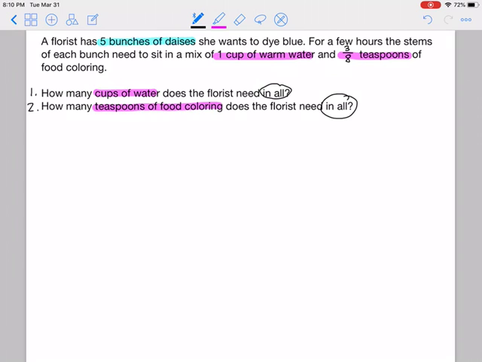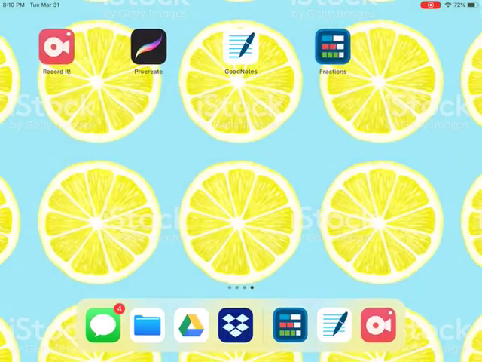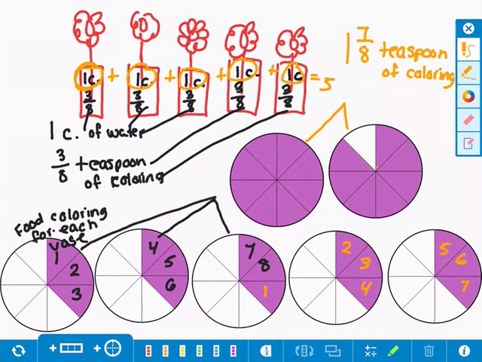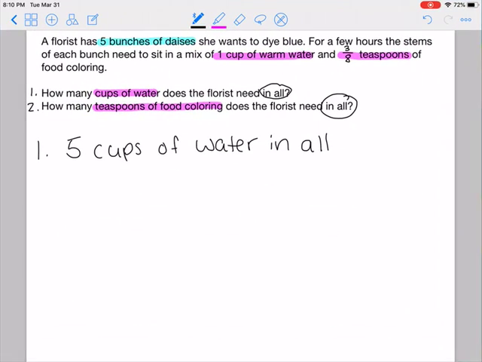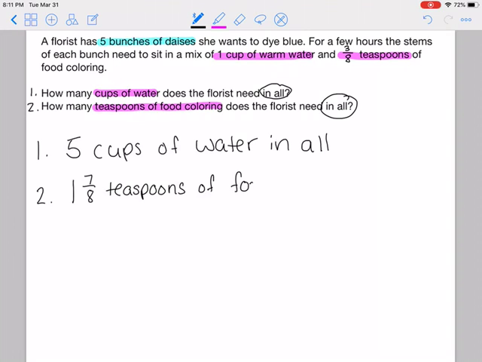Okay, so let's write down what we just did. So number 1, they asked us how many cups. How many cups of water? We would need 5 cups of water in all. And we got that by adding up all of the cups of water. 1 cup plus 1 plus 1 plus 1 plus 1 equals 5. Now, they're going to ask us how many teaspoons we needed, and we showed that using our fraction circles. So for number 2, we would need 1 7/8 teaspoons of food coloring.